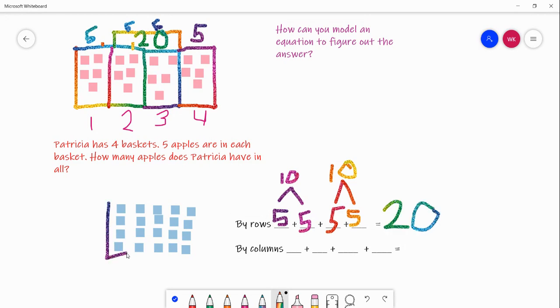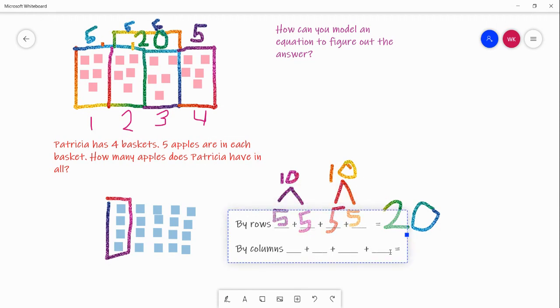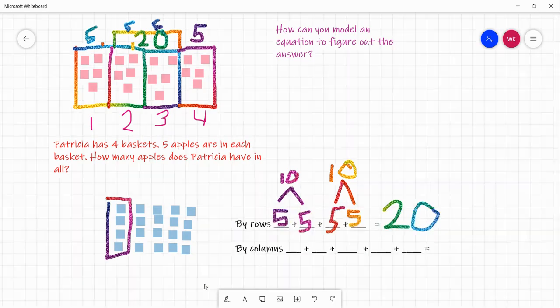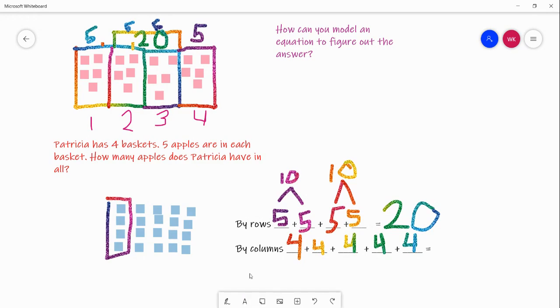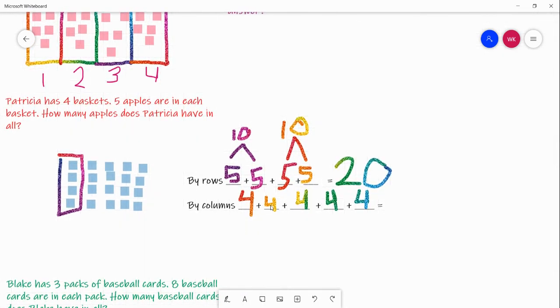Now let's look at the columns. Remember, columns go up and down, top to bottom. In each column, we have 4 apples. This one needs one more because there are 5 columns. So in each column, there's 4. We're going to put 4 plus 4 plus 4 plus 4 plus 4. There we go. Now we have our repeated addition. Remember, repeated addition means that you are adding the same number over and over again.